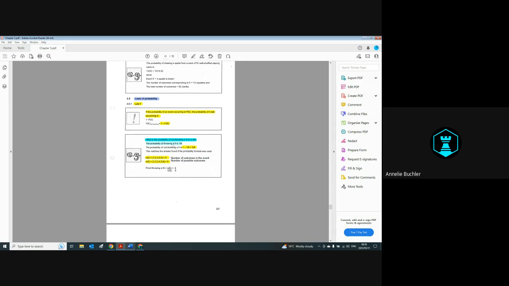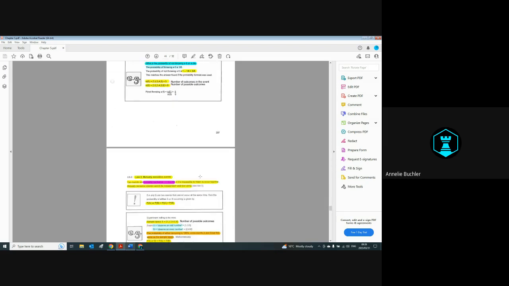So N(E) is the number of outcomes in the event. You can throw 1, 2, 3, 4, 5; you have 5 numbers that you can throw instead of a 6. Then the number of possible outcomes is 1, 2, 3, 4, 5, 6, because the dice has 6 sides. This is how you will write it up. P, the probability of not throwing a 6, is N(E), the number of outcomes in the event, which is 5, divided by N(S), the number of possible outcomes.